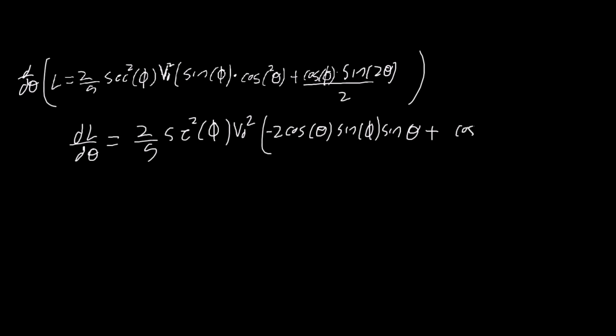The cosine of phi is the constant value. And we're going to bring the 2 out in front, which cancels with that other 2. And we're going to take this as cosine of 2 theta. And we're going to set this equal to 0.